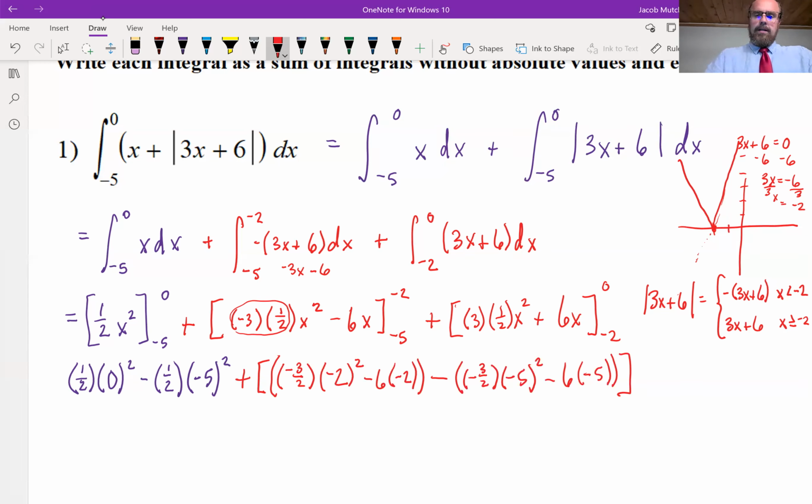And we'll go ahead and set up that third integration. Again, it will look very similar to what we just integrated, but the positive version. So now we'll have, again, 3 halves, but this is now positive. This version's being integrated from -2 to 0, so my first limit of integration is going to be 0, so 0 squared minus 6 times 0. And then evaluated at -2. So positive 3 halves times -2 squared, minus 6 times -2.